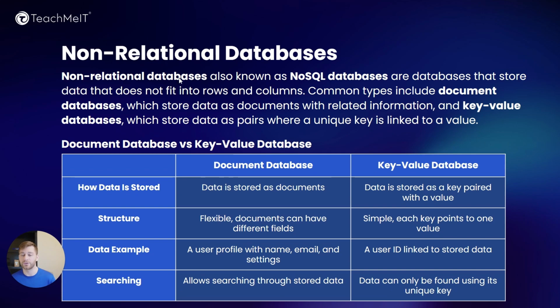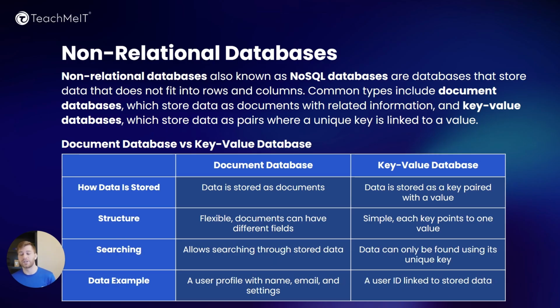Next up is non-relational databases. These are most often known as NoSQL databases, and they're essentially databases that store data and information that doesn't fit neatly into rows and columns. Common types include document databases, which store data in documents, and key value databases, which store data as pairs where a unique key is linked to a value.